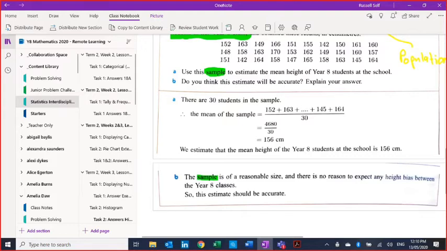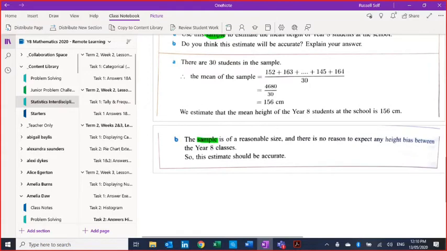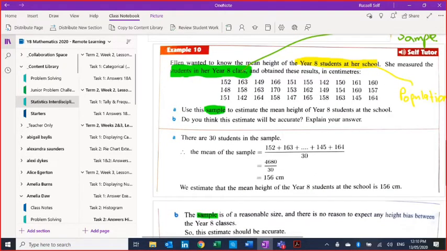So the mean height, okay, so they just added them all up, divided by 30, and got the actual one. Okay? And the sample is a reasonable size. There's no reason to expect any bias. So it should be accurate. Okay? Because look how many numbers. There were 30 different students in the class.